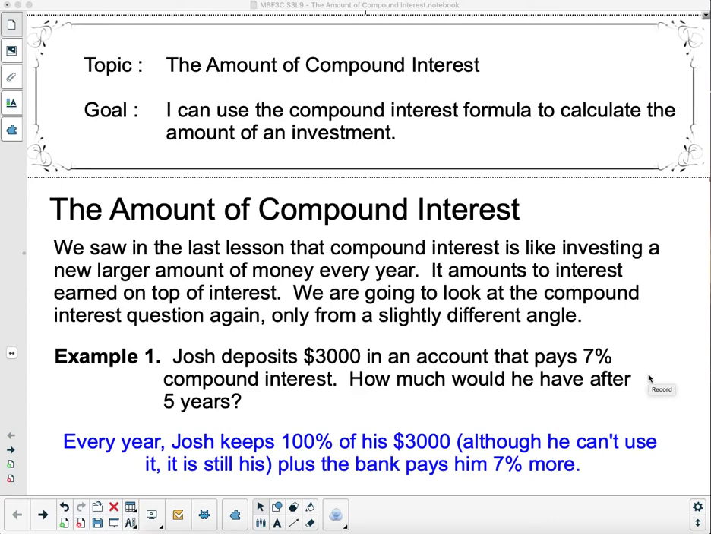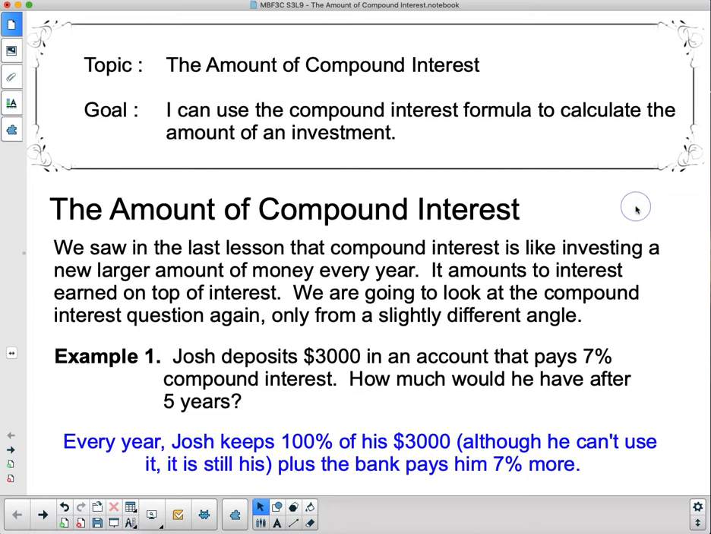We're going to remind you what compound interest meant from the last spiral, and then we're going to show you how to find the amount of compound interest without having to do that nasty chart that we did before. So we're going to recap that chart to start with. Our topic today is the amount of compound interest, and our goal is I can use the compound interest formula to calculate the amount of investment.